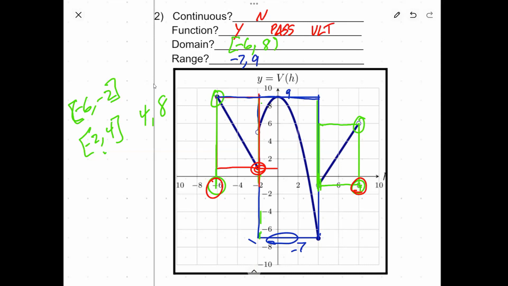The question is, should it be brackets or should it be parentheses? Well, this is a closed circle, so we will put a bracket around the -7, and this is a closed circle, and this is also touching the output line 9. So we will put a bracket around there. So even though this is not continuous, there are no gaps in the number line where I have to split this up. Okay, so that's it. That's how you would do this.